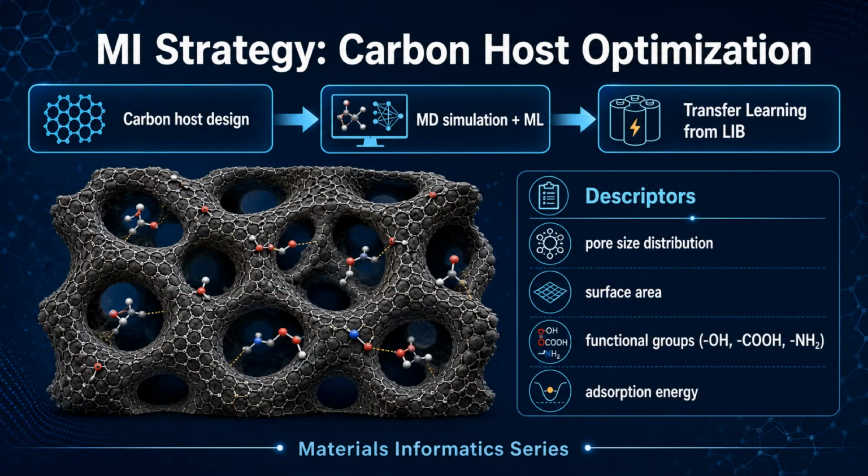The strategy focuses on designing carbon host materials that physically and chemically trap polysulfides. Molecular dynamics simulation, combined with machine learning, predicts how different carbon structures interact with polysulfide species. Transfer learning from lithium-ion cathode research provides a head start. Key descriptors include pore size distribution, specific surface area, and surface functional group density. Hydroxyl, carboxyl, and amine groups can chemically bind polysulfides.